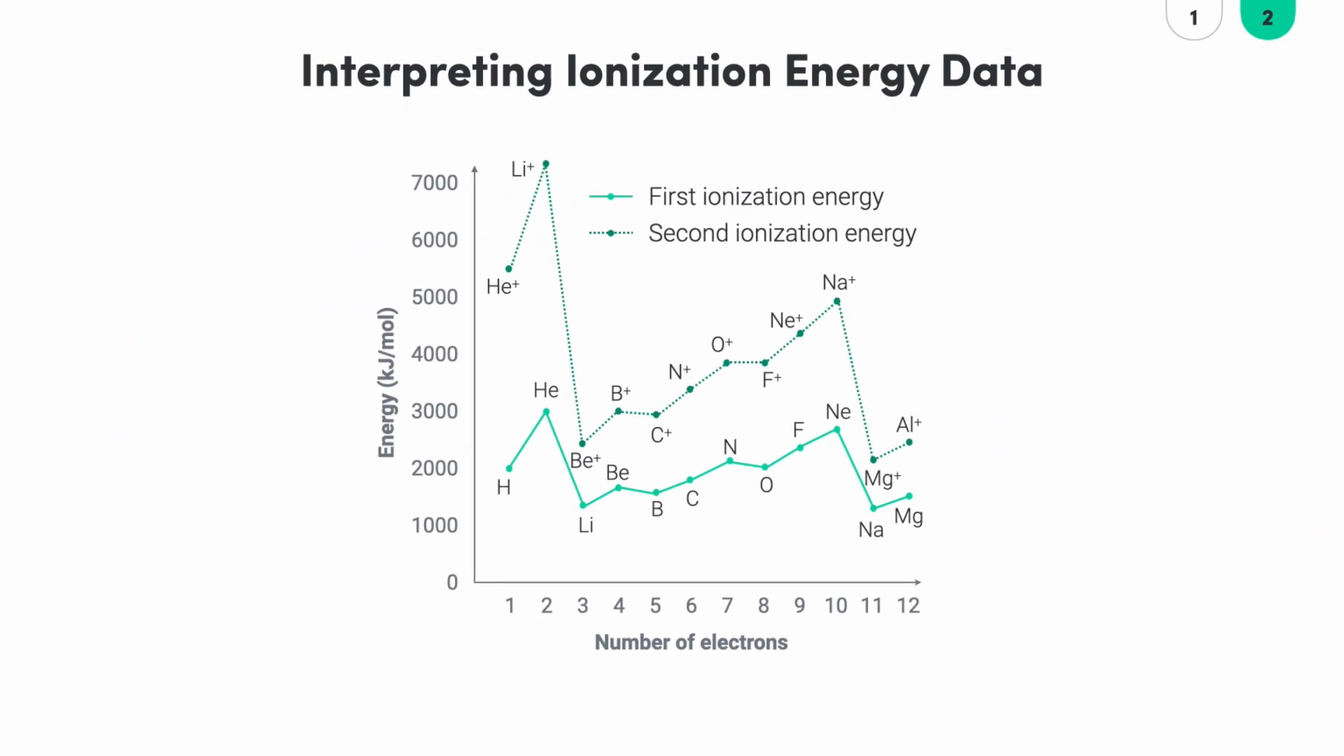But you might have noticed that the difference in first and second ionization energies is unequal for all the elements on this graph. Take a look at the first and second ionization energies for magnesium compared to lithium. There is only a small gap between magnesium's first and second levels compared to lithium, which shows a large increase. So why is that the case?